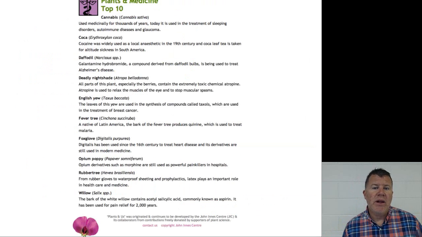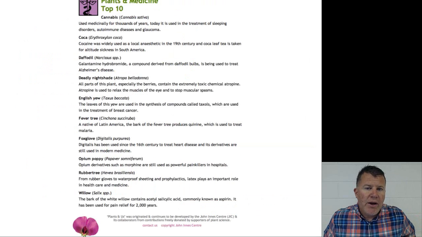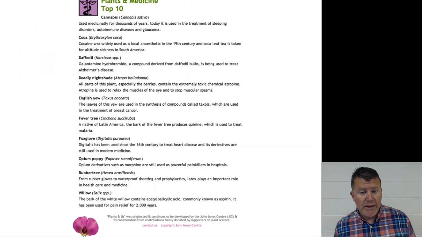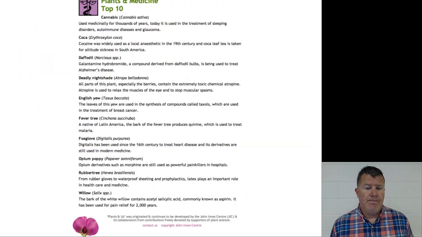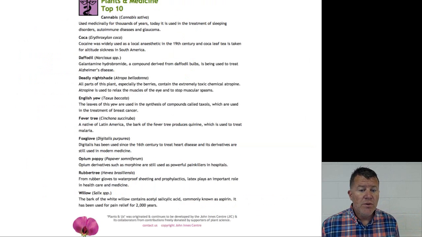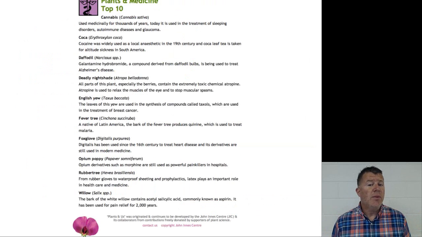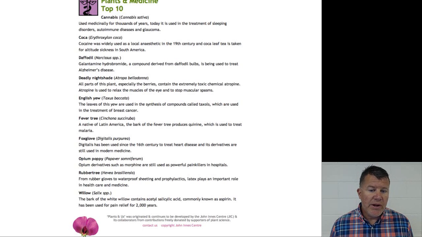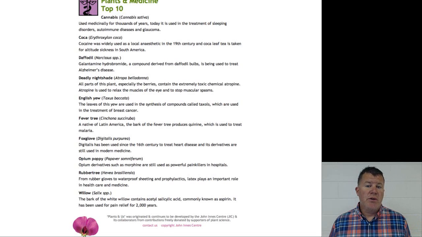Here's some top 10 plants and medicines that are derived from plants that you have probably heard of. Cocoa, cocaine, a local anesthetic in the 19th century. The cocoa leaf tea was taken for altitude sickness in South America. Daffodil, being used in the treatment of Alzheimer's disease. The deadly nightshade, used to relax the muscles of the eyes and stop muscular spasms.